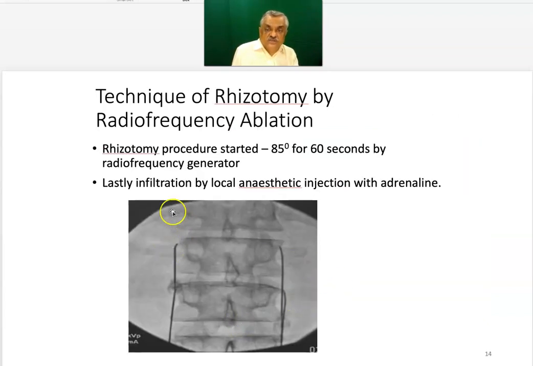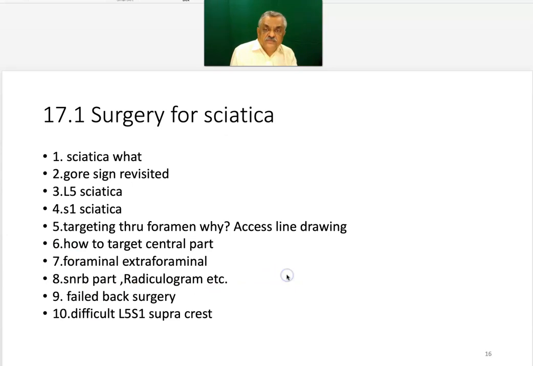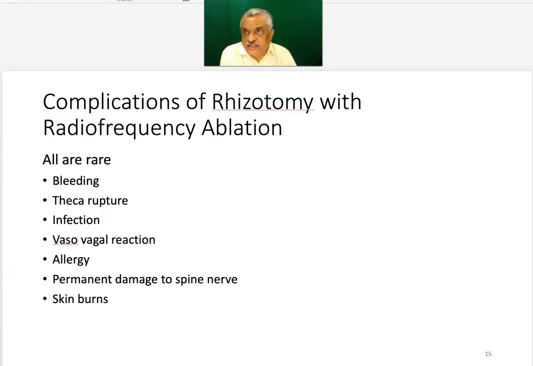The normal rhizotomy is done by using this radiofrequency ablation. Our rhizotomy is by putting a scope inside at that site. The complications of RF ablation: you can have bleeding. If you are wrongly placed, you can have a rupture of the thecal sac, infection, vasovagal reaction, allergy, permanent damage, skin burns, etc. Now, we will be going for further surgery for sciatic pain later on in the next module.